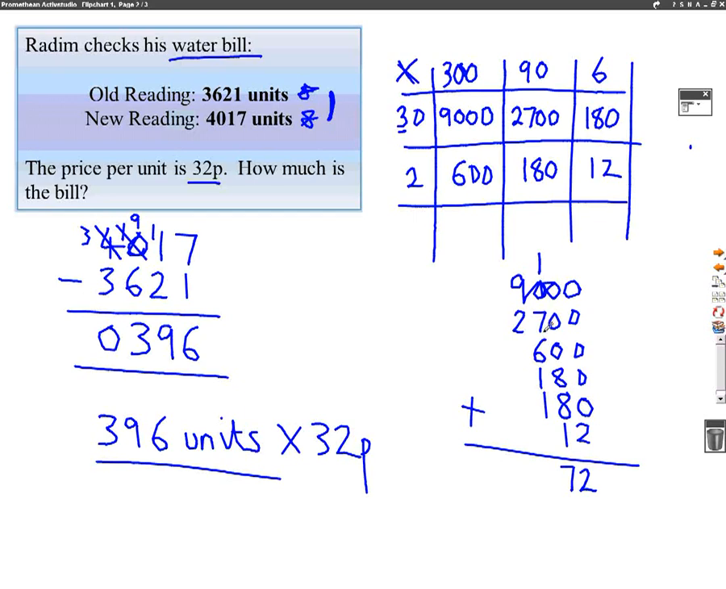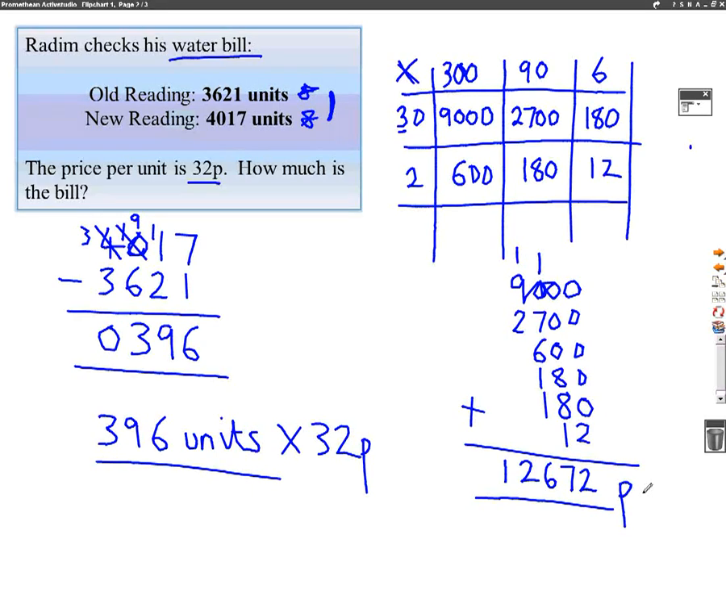1, add 7 is 8. Add 6 is 14. Add another 1 is 15. Add another 1 is 16. So we put a 6 there, carry the 1. 1 and 9 is 10. Add 2 is 12. So we can put a 2 there, carry the 1, which goes in the next column. So that number there is how much the bill will be in pence.